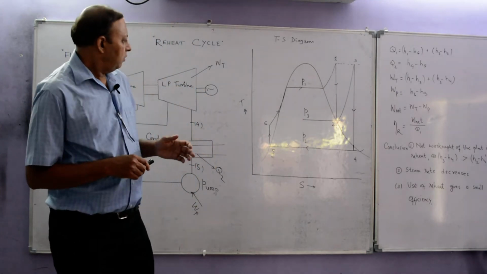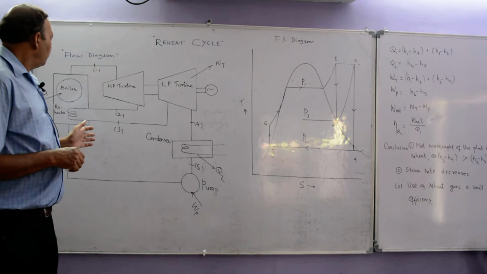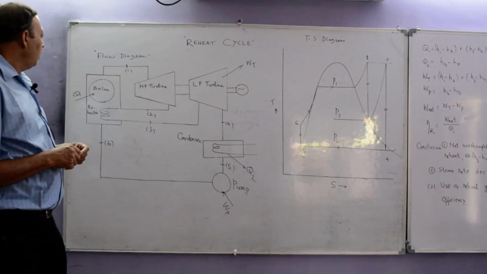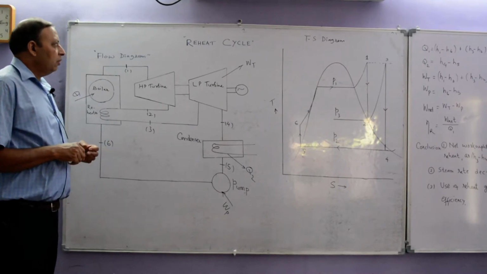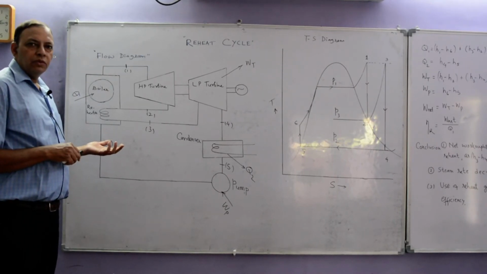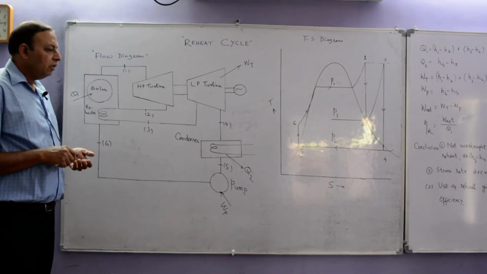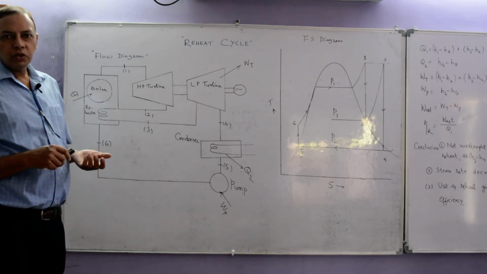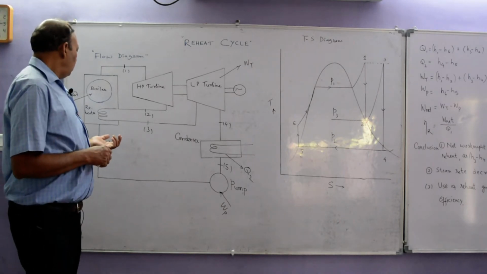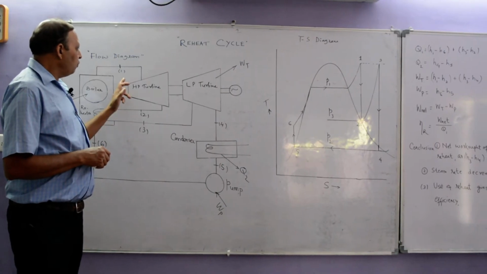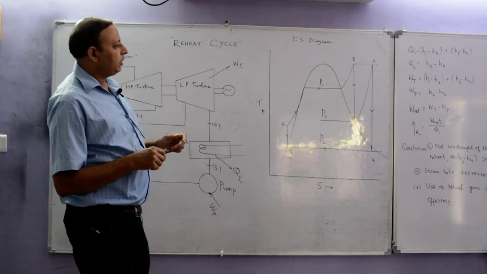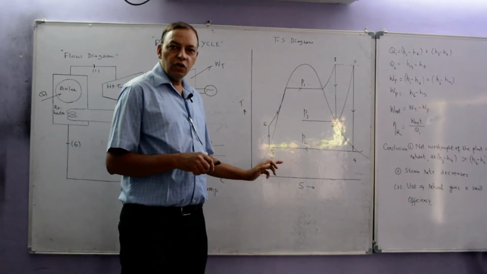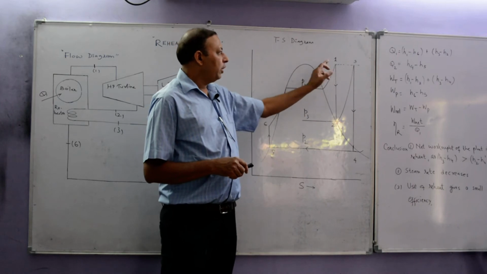So on the left hand side, this one is the flow diagram of the reheat cycle. Here you will see the basic components which are required in reheat cycle, that is a boiler. We know what is the function of boiler. It converts water into steam. So this point 1 is the entrance of high pressure turbine. You will see the same thing in the temperature entropy diagram. This is the point number 1.